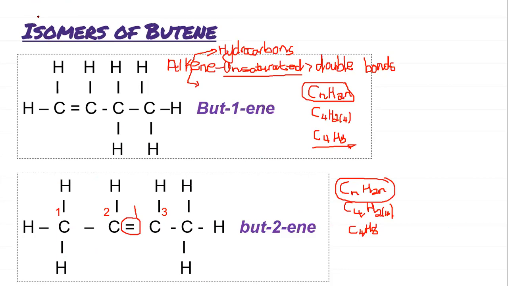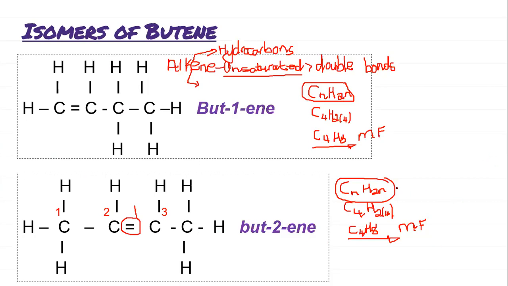Now, when we deal with isomers, remember, isomers are organic molecules with the same molecular formula, but a different structural formula. When you look at these two molecules, you will agree with me that this molecule and this molecule are both C4H8. So this is the molecular formula, and this is also the molecular formula. Remember, with the molecular formula, all I check is how many of each atom are present. So I have 4 carbon atoms and 8 hydrogen atoms, in both. So the molecular formula is the same.